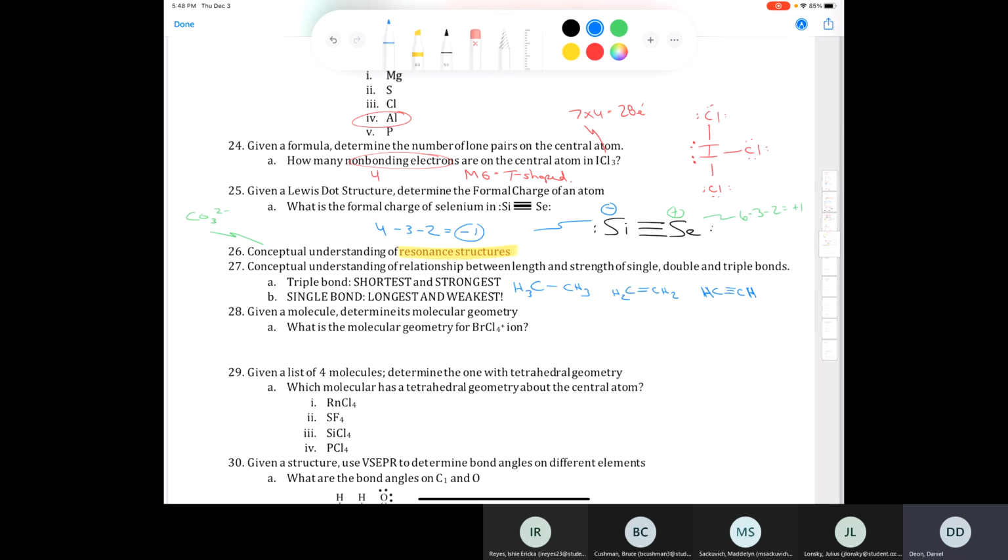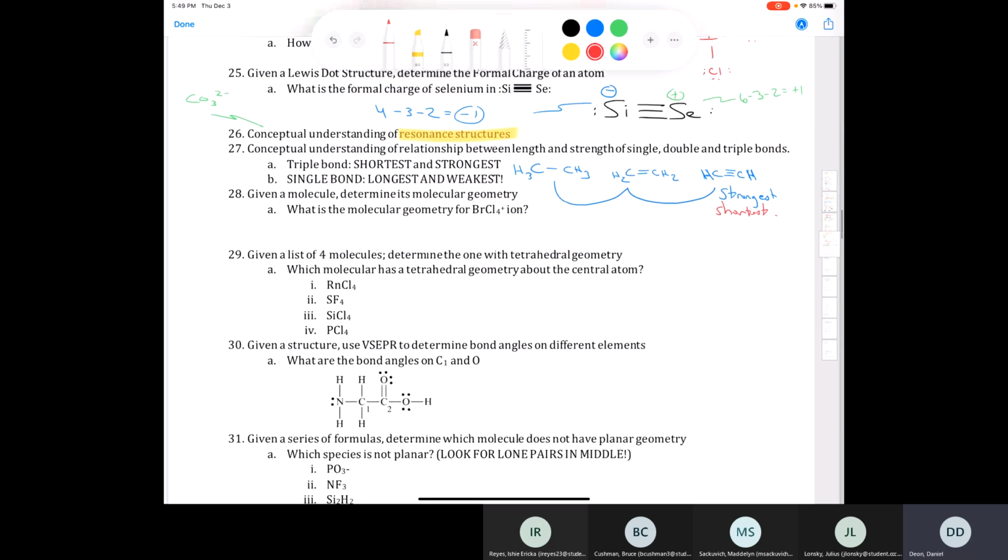But anyhow, as we go from here to here to here, the bonds are getting stronger, right? Strongest. But also, we have more and more orbital overlap, and so it's also the shortest, right? So that's a trend you want to know. In fact, one of the ACS finals a few years ago, that was the first question on the exam. Next one is, what's the molecular geometry of this ion, BrCl4 +1?